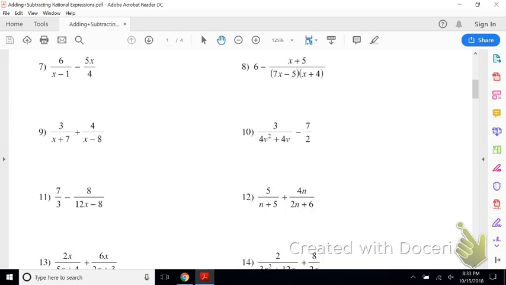First thing we have to do is find our least common denominator. We've got to make sure first that all of our denominators are factored completely. Well, when I look at this x minus 1, it is factored completely. And then the 4, well, we could break that down. We can say that it is 2 times 2.